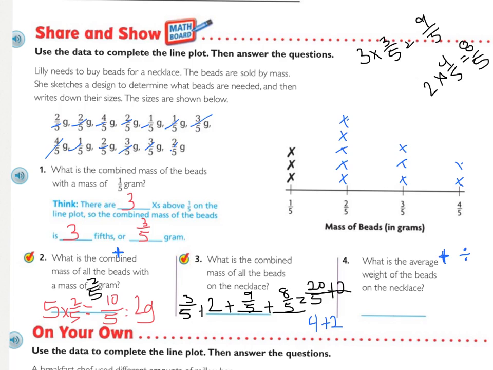So how much do they weigh all together? If you add all of the fractions together, you are going to end up with 6. Okay. Now number 4, you're using 6 and dividing it by how many data points there are. So we took 6, divided it by 13 data points, and your answer is 6/13.